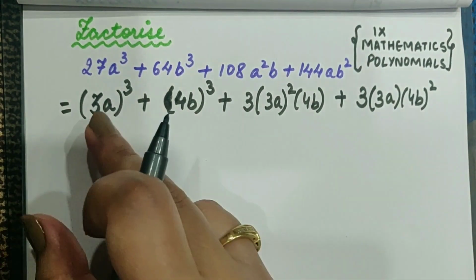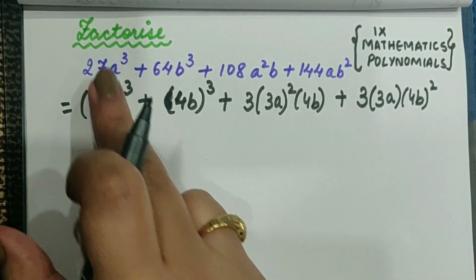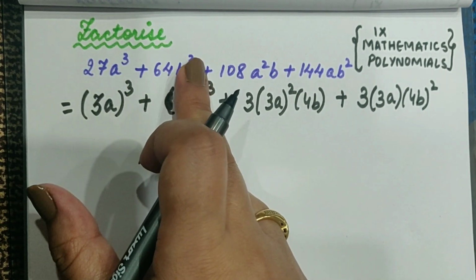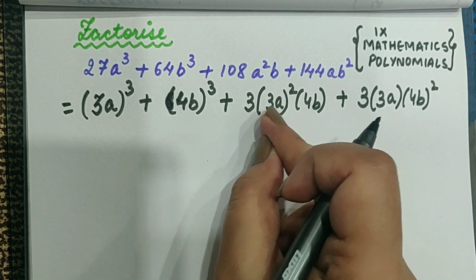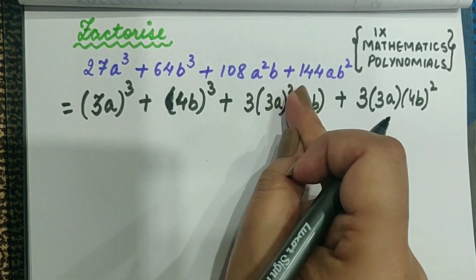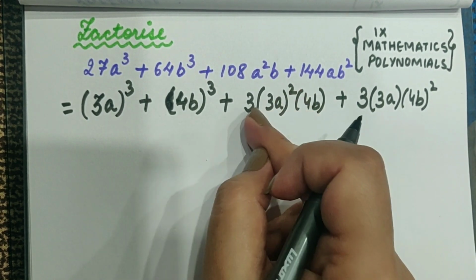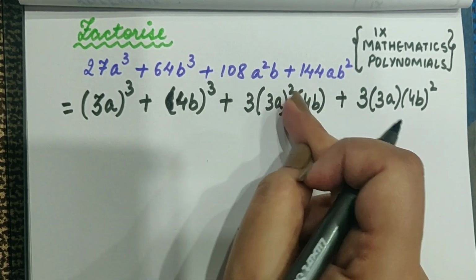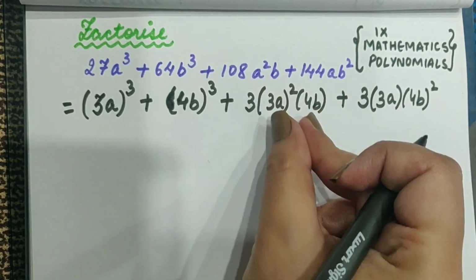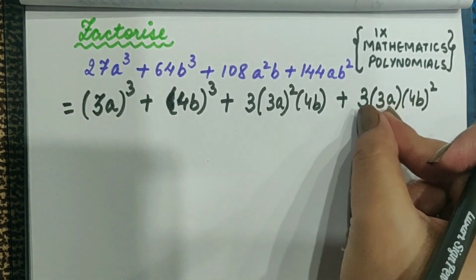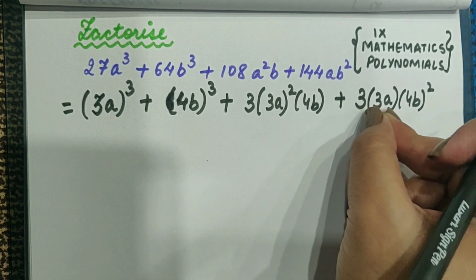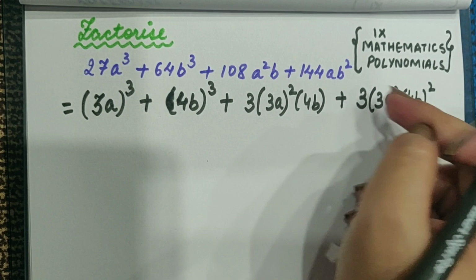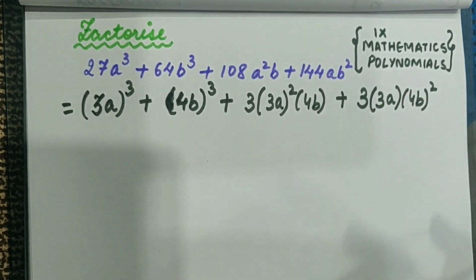You can recheck. (3a)^3 is 27a^3, so we have done right. (4b)^3 means 64b^3. This is 3 into (3a)^2, and (3a)^2 means 9a^2. So 3 into 9a^2 into 4b is again 108a^2b. That means we have split this 108 correctly. So this is 3 into 3a into (4b)^2.